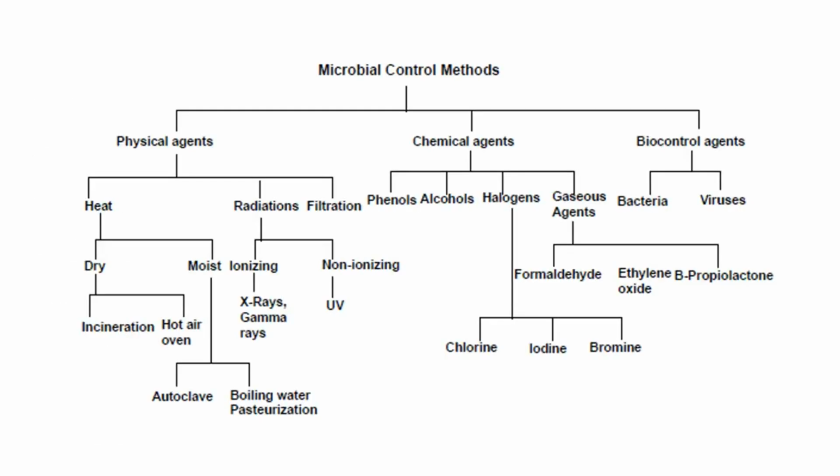Let's now talk about the common methods of microbial control. We'll be talking about the physical agents, which would include heat, radiations, and filtration. We'll also be talking about chemical agents, which will include phenols, alcohols, halogens, and gaseous agents in the coming slides. Moving ahead, let us talk about the physical methods of control.